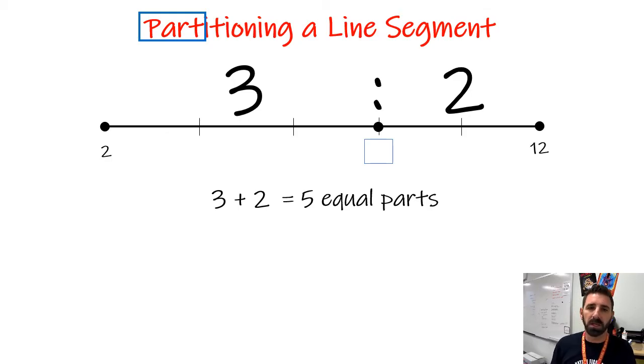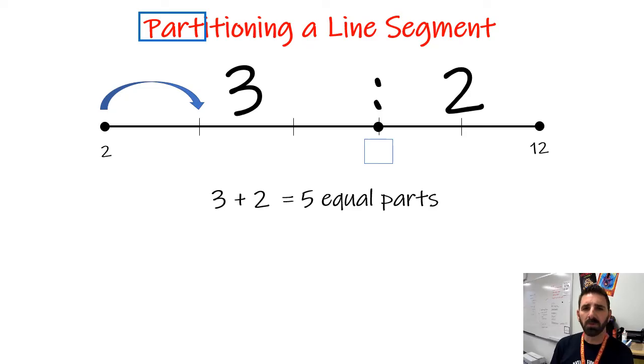Okay, and so if we can figure out how much each part is, then how many units each part is worth, we can just count over from our beginning endpoint over here on the left, and then count our way up to that point that we're looking for. Okay, or we can do it vice versa.